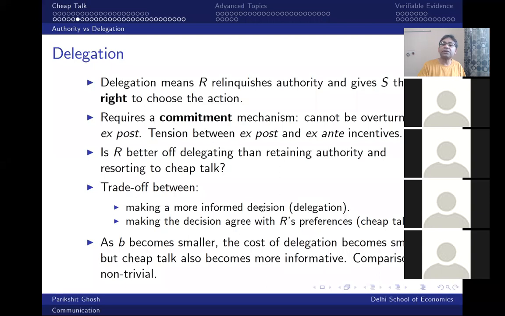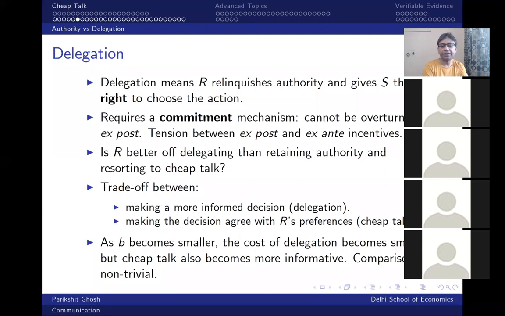But if the sender is given the power to choose the action, then small changes in theta will affect the decision in a small way. The decision will be extremely sensitive to what the state of the world is. So it'll be a more informed decision. And that's good for everyone, including the receiver. So that's the plus side. The minus side is, of course, that the decision will not agree with the receiver's preferences, meaning that the action choice will be systematically distorted towards the sender's preference and away from the receiver's preference. So it's a trade-off between informed decision-making and distorted decision-making.